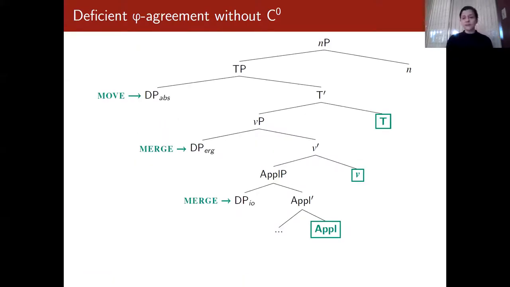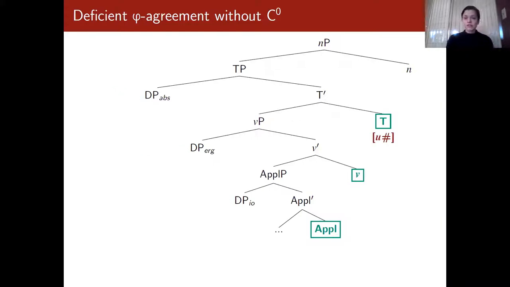So again, in this case, we have a full TP. So up to TP, the structure is more or less the same. You have the same phi probes, T, little v, and Appl. They still trigger merge or move. So you still have the arguments in the same positions as in a full finite clause. But the difference is that there is no C. So there's no transfer of a full phi probe down to these lower probes.